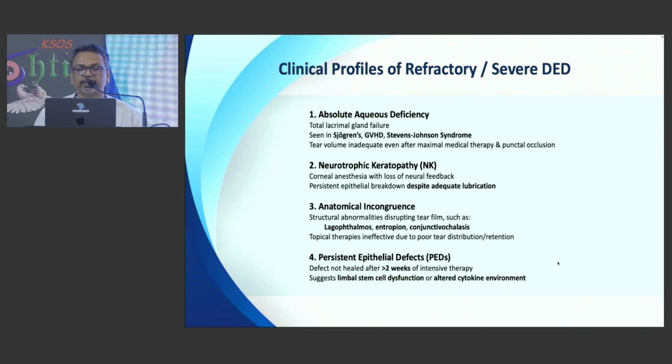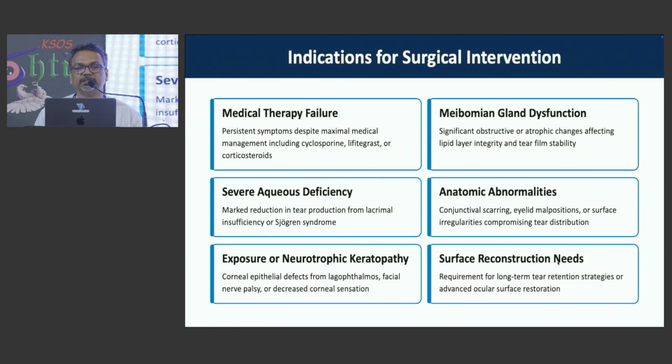And neurotrophic keratopathy, in which there is persistent epithelial breakdown despite adequate lubrication, and anatomical incongruence, as in lagophthalmos, entropion, conjunctivochalasis, etc., where topical therapies are ineffective, and persistent epithelial defects not healed after 2 weeks of intensive therapy, which suggests limbal stem cell dysfunction and altered cytokine environment. So indications of surgical intervention are medical therapy failure, severe aqueous deficiency, exposure or neurotrophic keratopathy, meibomian gland dysfunction, anatomical abnormalities, and surface reconstruction needs.